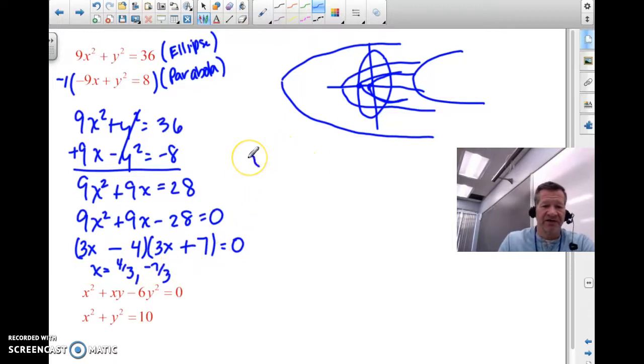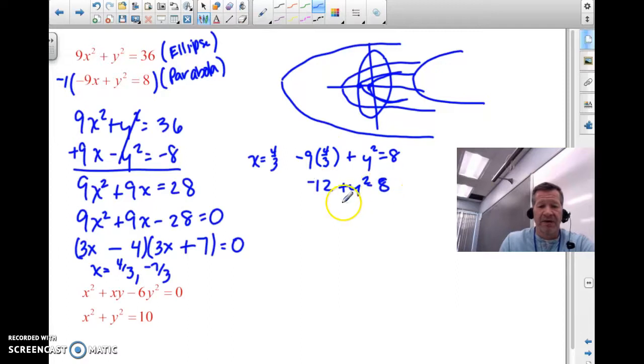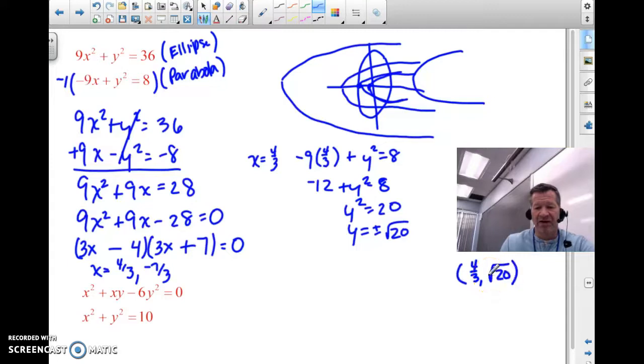So let's plug those values in. What if x is 4/3, first of all? Let's look at this second equation here. I get negative 9 times 4/3 plus y squared is 8. Multiplying this, negative 9 times 4 is negative 36/3. That's negative 12. Adding 12 and taking the square root, I get positive or negative square root of 20. So what happened? I put in 4/3 and I got the positive square root of 20, and I also got negative square root of 20.